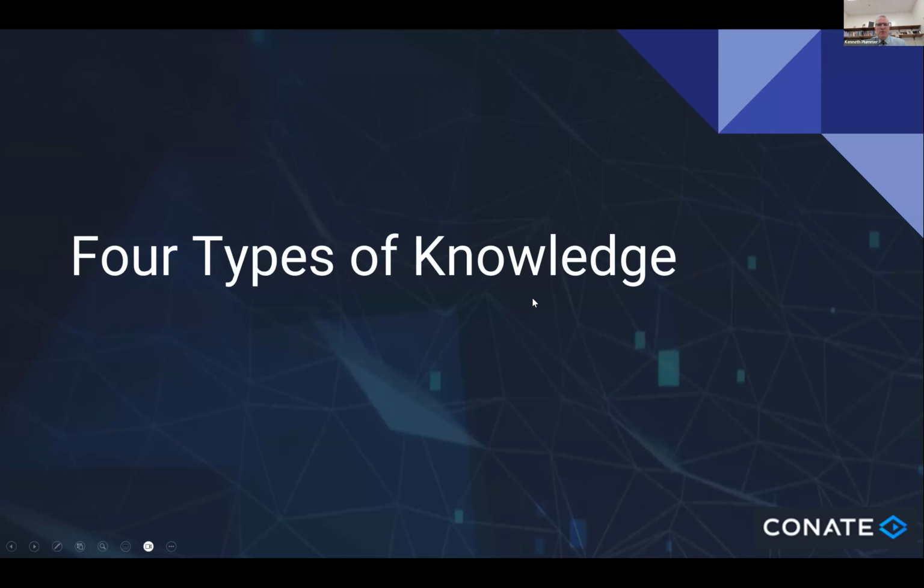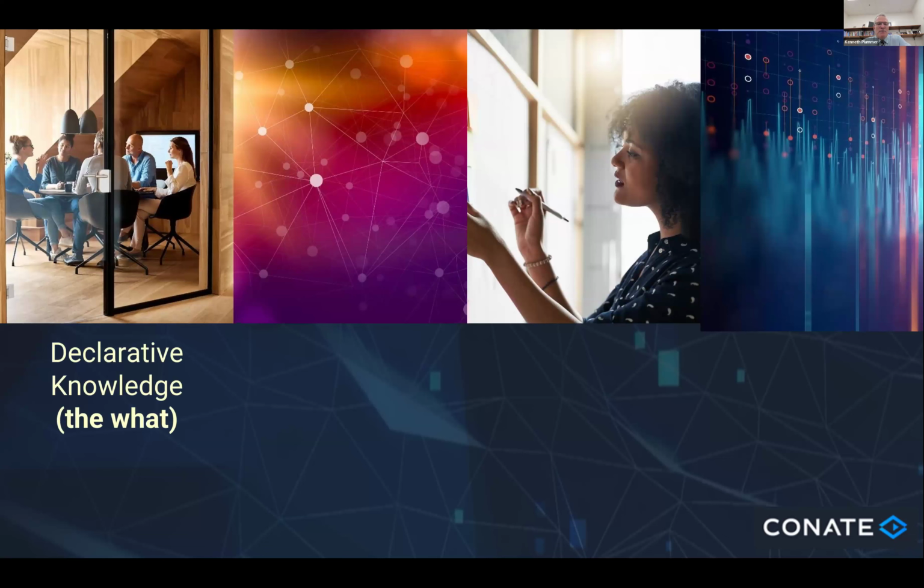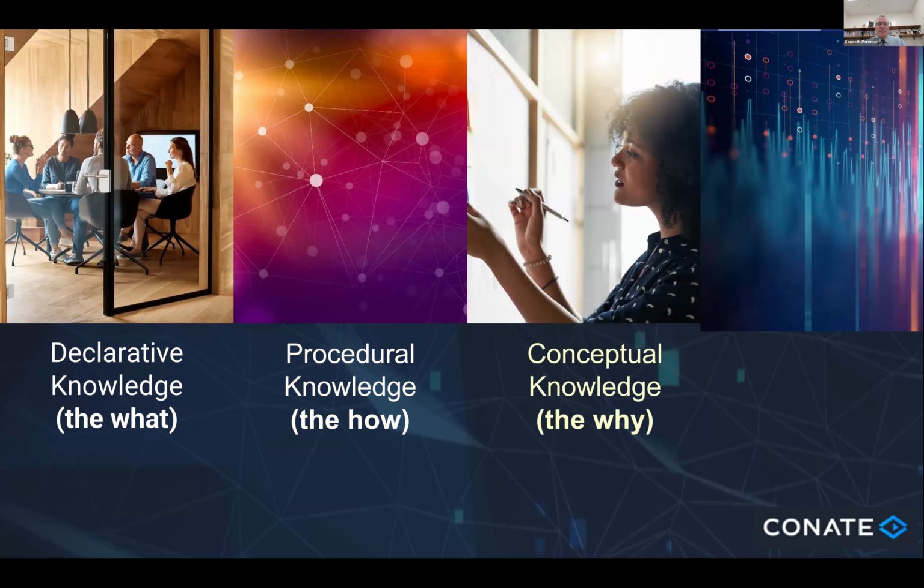So to begin, let's talk about four types of knowledge. There are many knowledge types in educational psychology, but here are the typical four. The first three should sound pretty familiar. Declarative knowledge is the what. These are the facts, the vocabulary of a discipline. Procedural knowledge is the how, the step-by-step algorithms, the methods, the techniques. Conceptual knowledge is the why, the theories, the models, the frameworks.